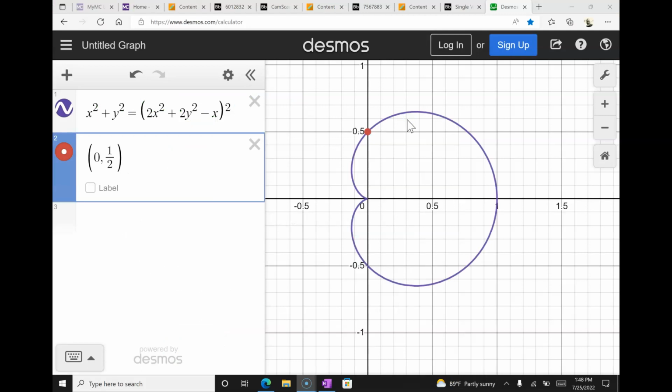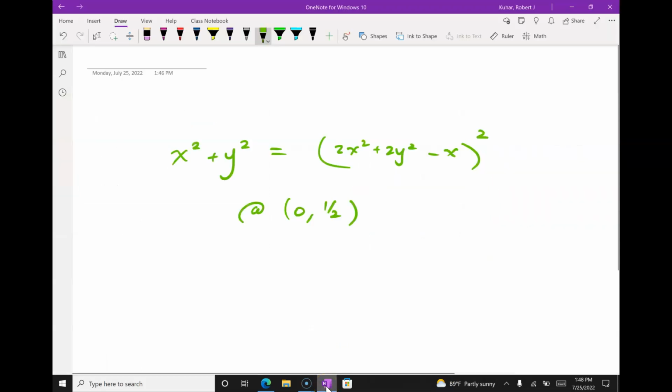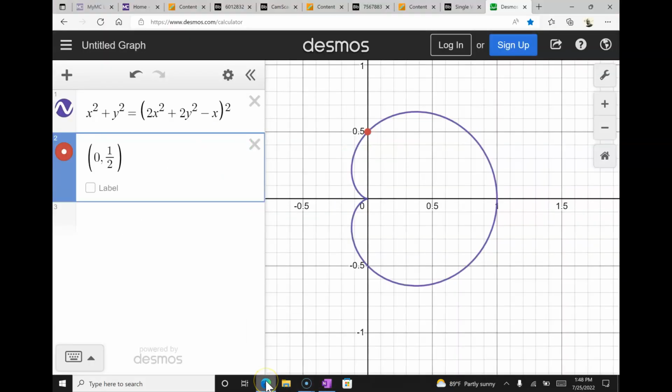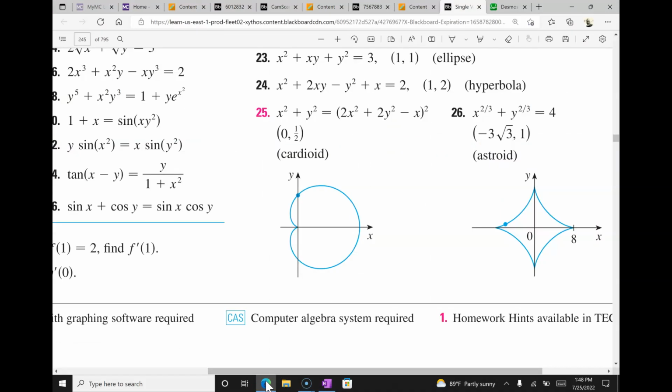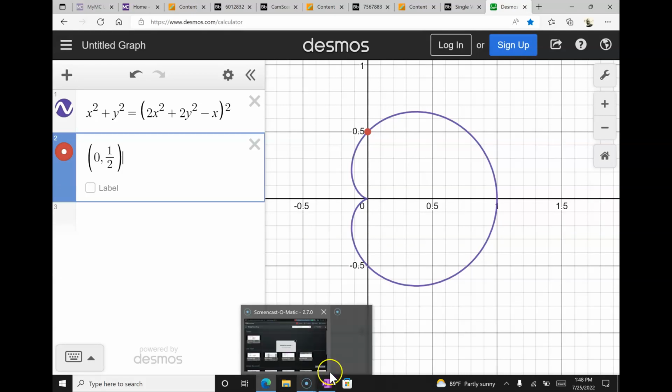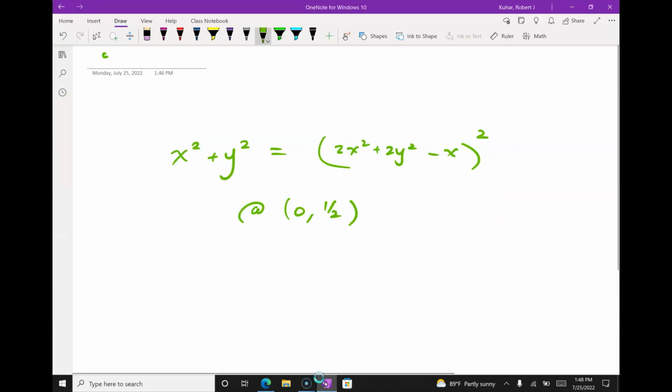So there's our cardioid. This is number 25. Is that right? Yeah, number 25 and 5.5. Very, very cool that Desmos can do this. Our calculators cannot, right? So this one you cannot solve for y. It's just too much of a mess.